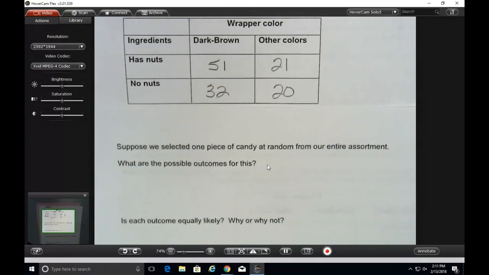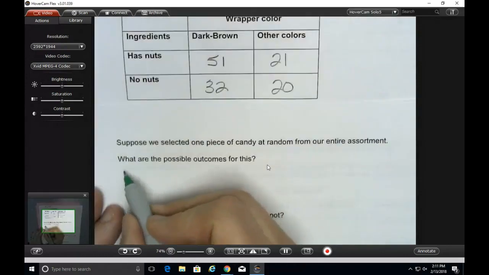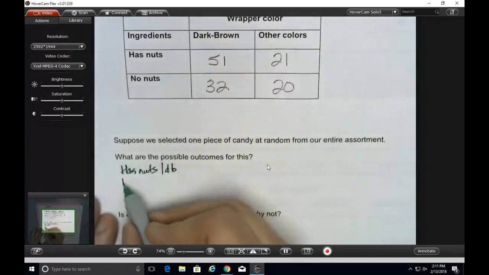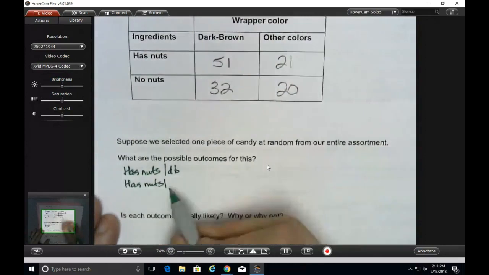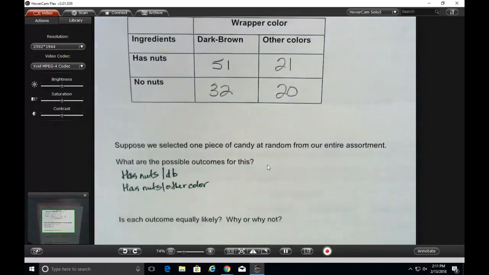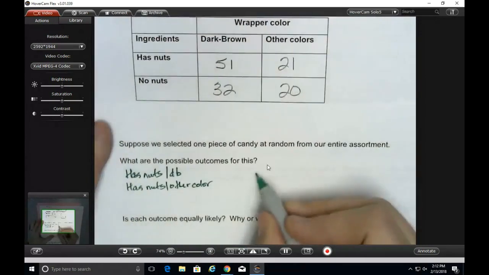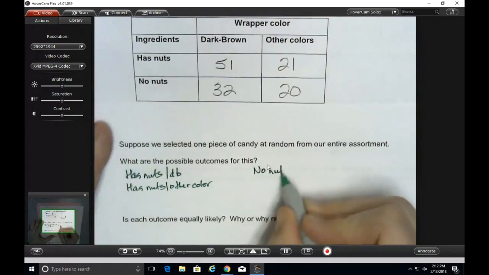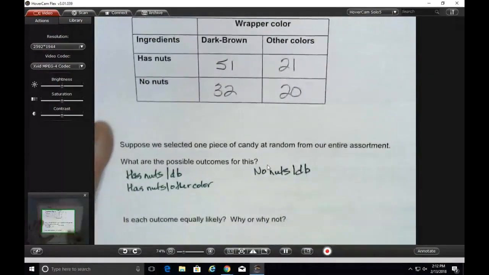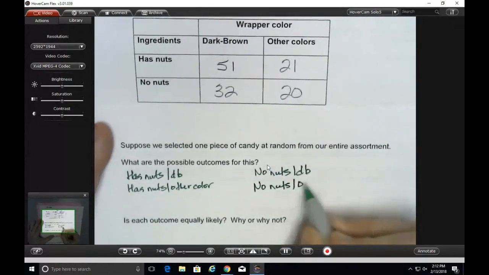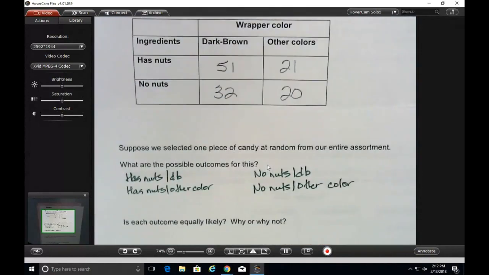The different possible outcomes we could have, if it has nuts and the wrapper is dark brown, that would be one possible outcome, or if it has nuts and the wrapper is another color. So really we're just looking at those 4 different spots in the table and writing down how we would describe those 4 different possibilities. We could have ones with no nuts and a dark brown wrapper, or we could have no nuts and another color. So if we think about it this way, there are really 4 possible outcomes.